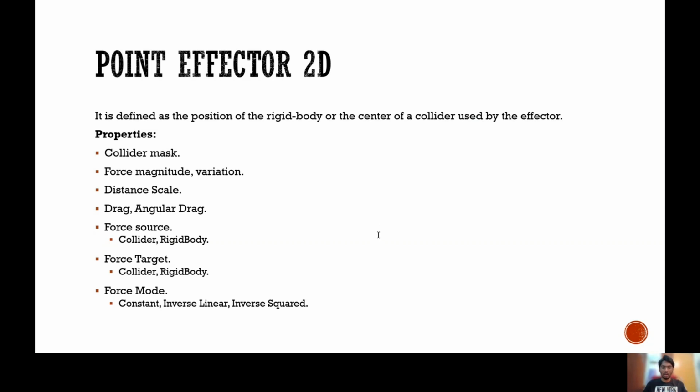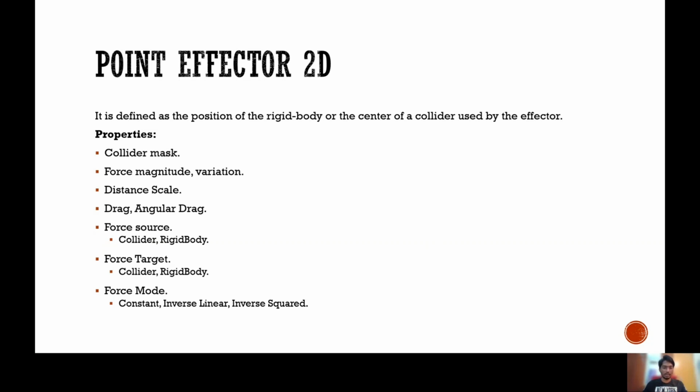So, force mode. How is the force calculated? Constant: the force is applied ignoring how far apart the source and target are. Inverse linear: the force is applied as a function of the inverse linear distance between the source and target. When the source and target are in the same position, the full force is applied, but it falls off linearly as they move apart. Inverse squared: the force applied is a function of the inverse squared distance between the source and target. When the source and target are in the same position, the full force is applied, but it falls off squared as they move apart. This is similar to real world gravity.